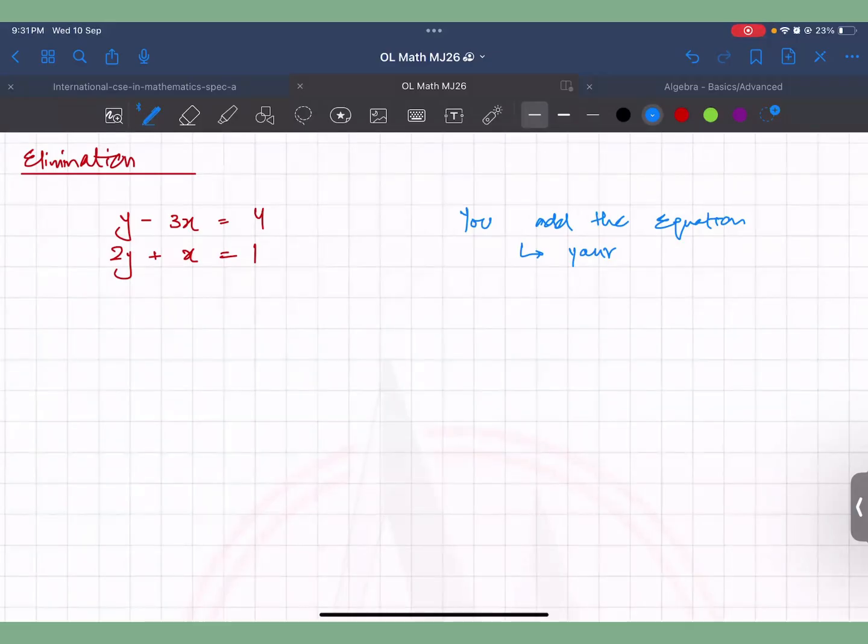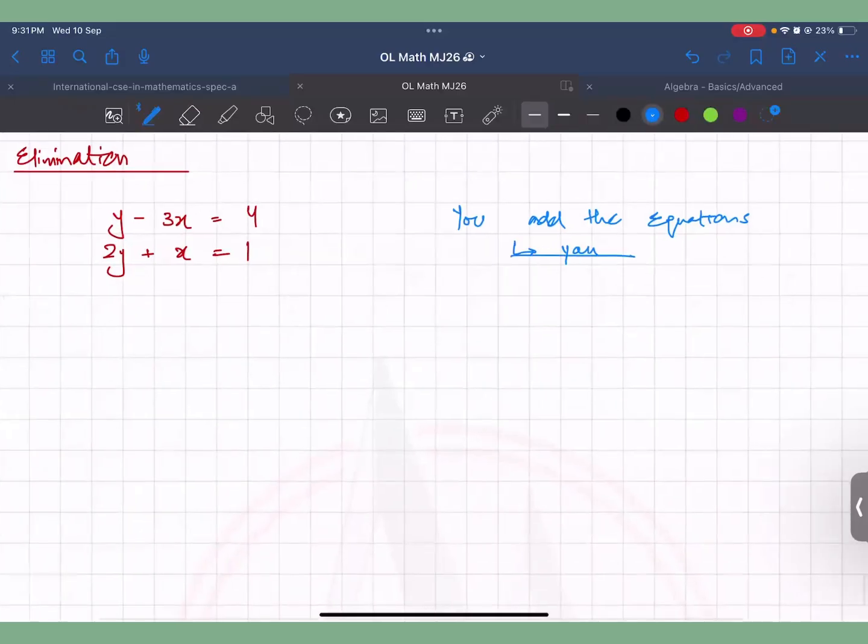You add the equations. क्या बोल रहा था मैं? मैं भूल गया. You add the equations. चलो मैं बता देता हूँ. हाँ, मैं कह रहा था your one variable gets eliminated. Eliminated मतलब गायब, खत्म.